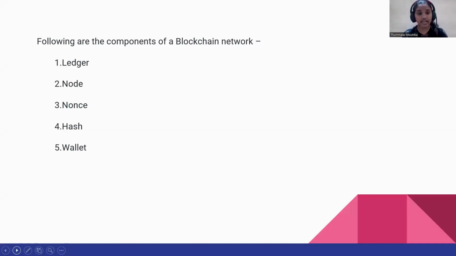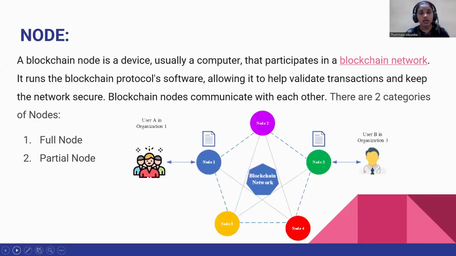Ledger, node, nonce, hash, and wallet are the components of the blockchain. Node. A node in a blockchain is a device, usually a computer, that participates in the blockchain. Nodes communicate with each other. Nodes help in validating the transaction and keeping the network secure.